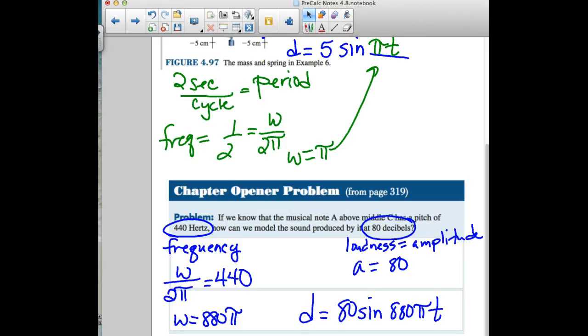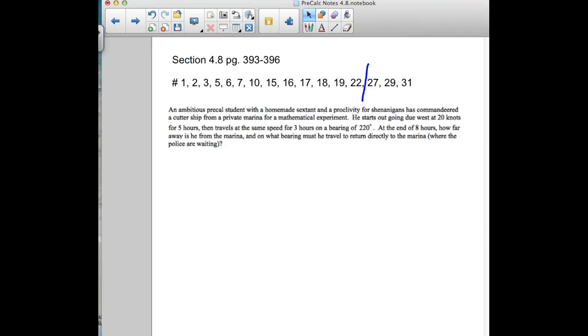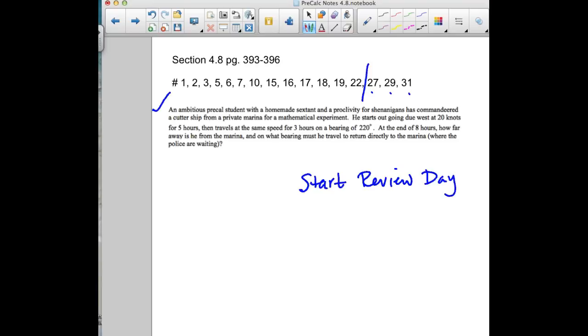Okay, for your assignment, yesterday we had done the questions up through number 22. So you have 3 more to do here, 27, 29, and 31. You need to complete this word problem. And then I'm going to have you start review day 1's assignment. That is a half sheet that I'll pass out to you.